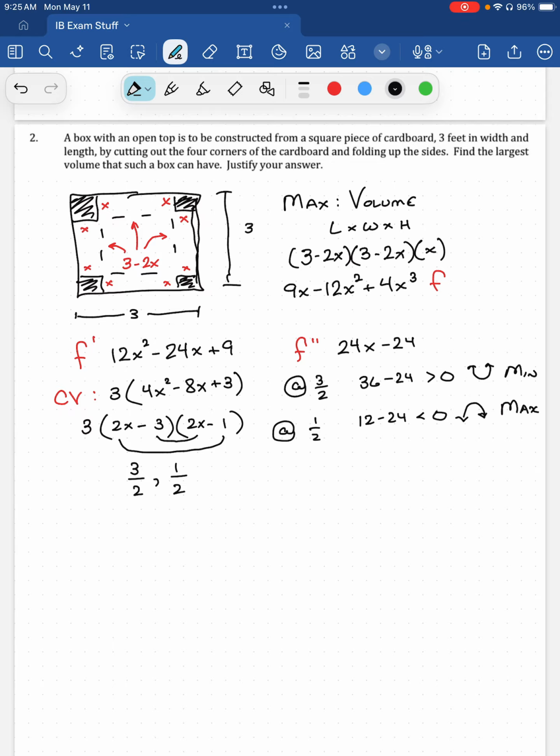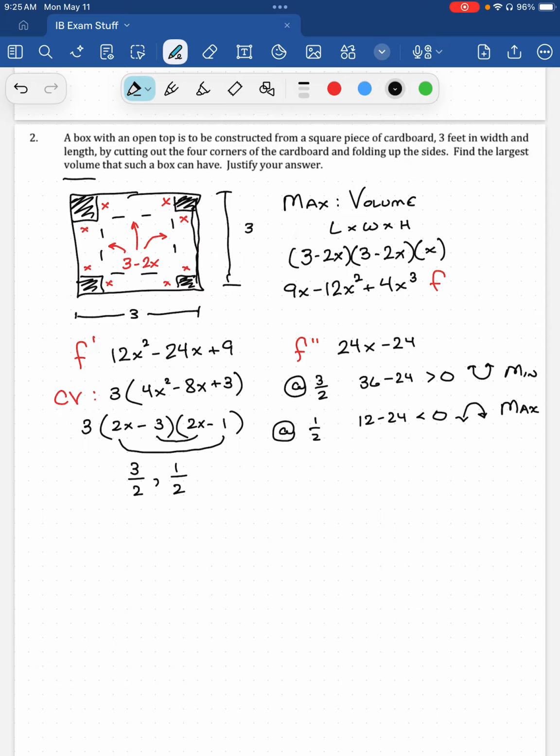Now, common sense would dictate that 3 halves has to be the minimum. If you cut off 1.5 from each side, you'd cut off a collective total of 3, and there'd be no cardboard left. So 3 halves has to be the minimum, 1 half has to be the maximum. So now just one more thing I have to do is make sure I've actually answered the question. It says find the largest actual volume. So I need the volume here.